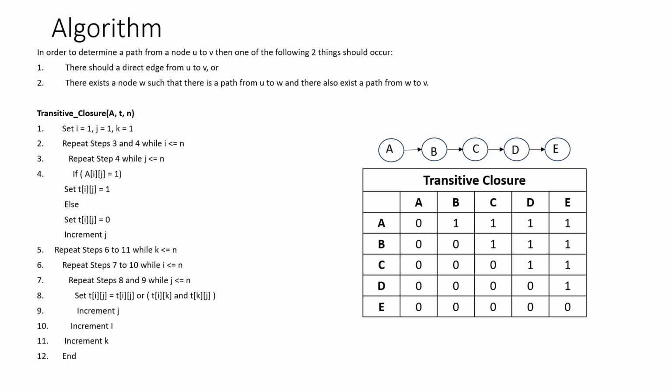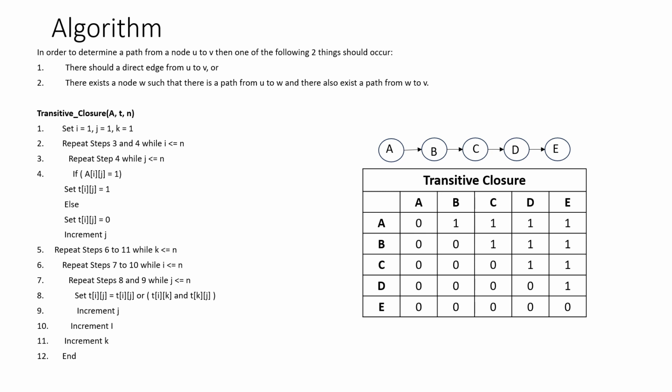And if there is not a direct edge from U to V, in that case, there should exist a node W, which is also known as an intermediate node, such that there is a path from U to W, and there also exists a path from W to V. In the second case, W acts as an intermediate vertex, and U and V are the source and destination vertices respectively.